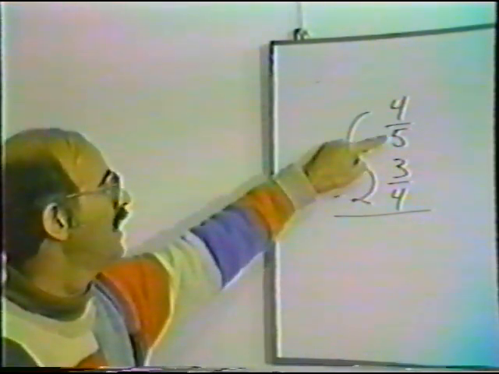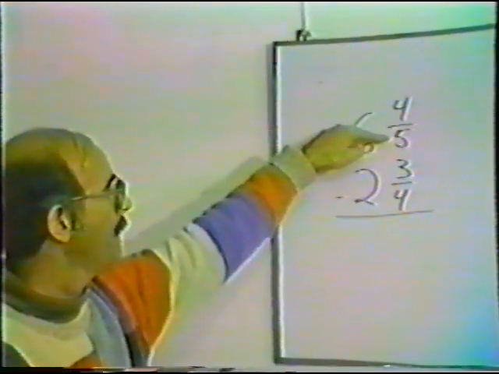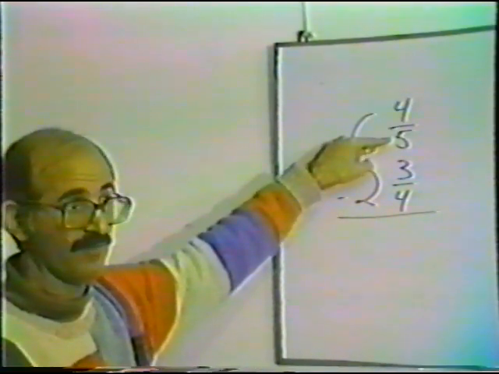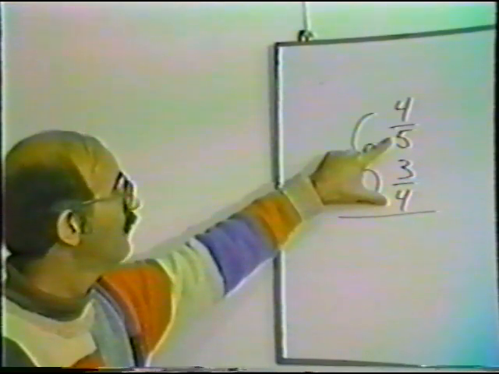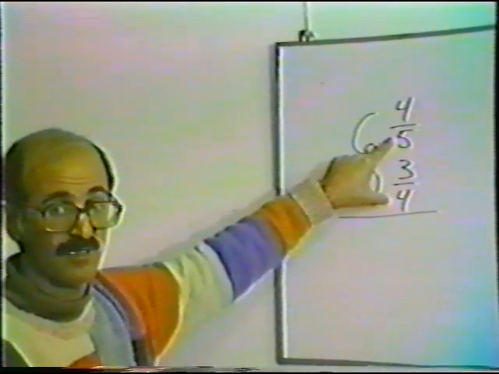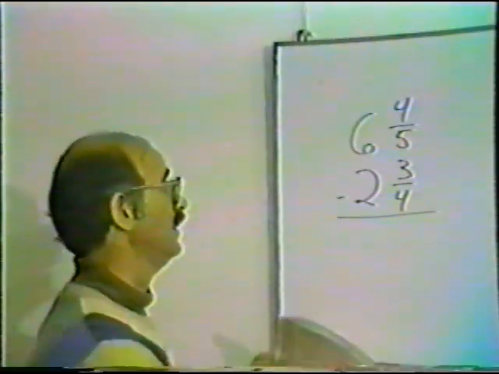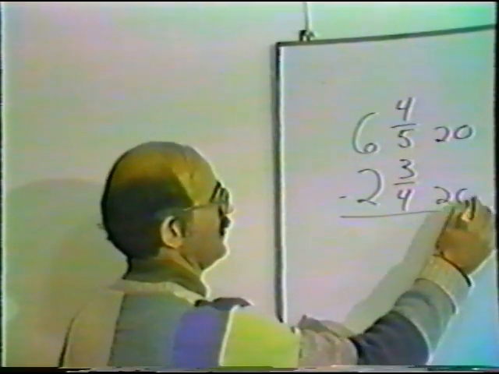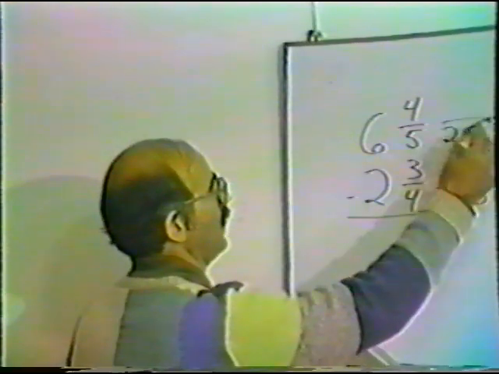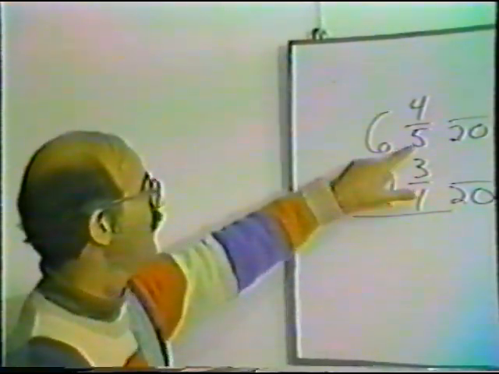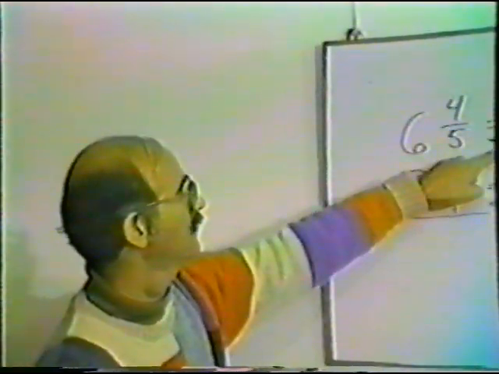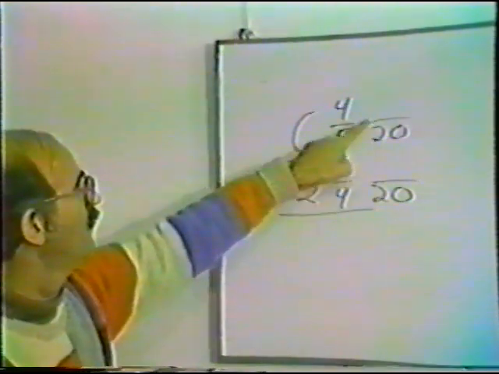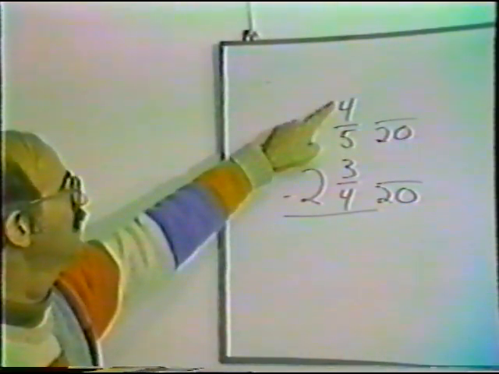No. 5 times 3 is? 15. Is 15 good for 4? No. 5 times 4 is? 20. And 20 is good for 4. 20 is your new bottom number. 5 into 20 goes? 4 times. And 4 times 4 is? 16.